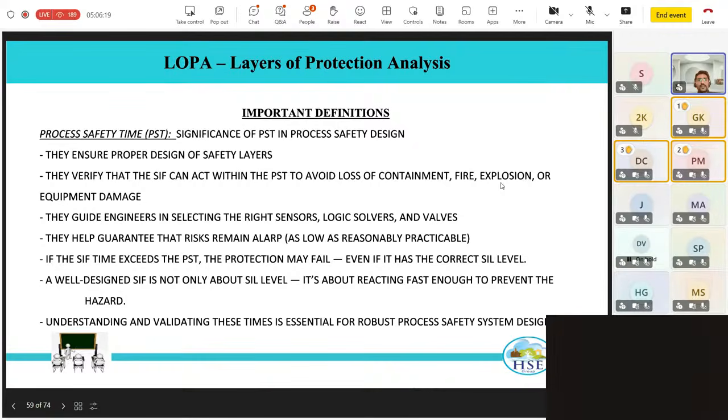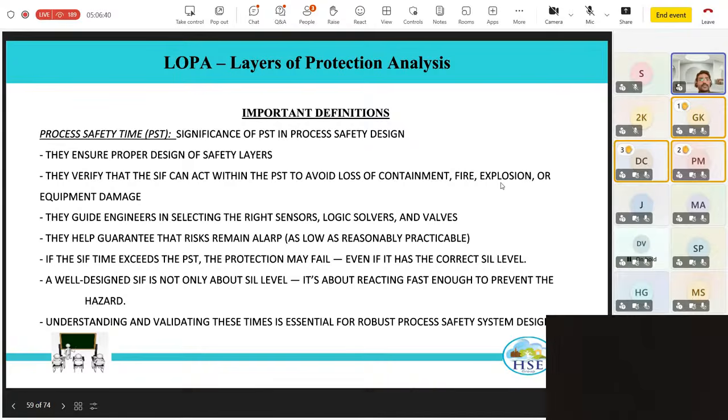Okay, the significance of PST in process safety design. First, it ensures proper design of the safety layers. That is what we have seen in the graph. It verifies that the SIF can act within the PST to avoid loss of containment, fire, explosion, or equipment damage. Again, that is the whole objective of designing an SIS: that it acts within the process safety time so as to ensure the event doesn't go to a hazardous level.